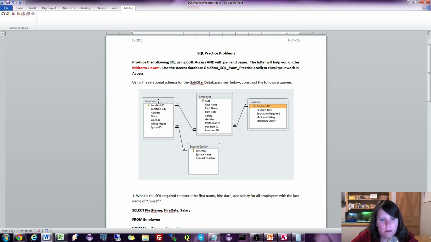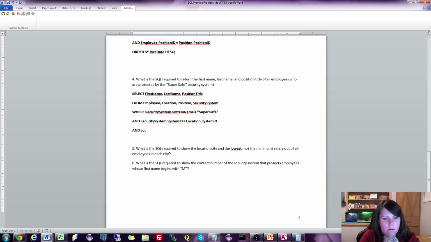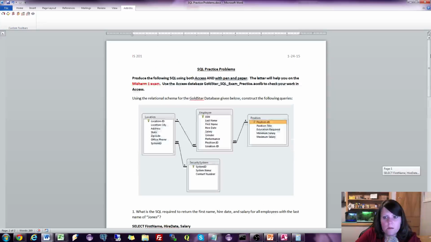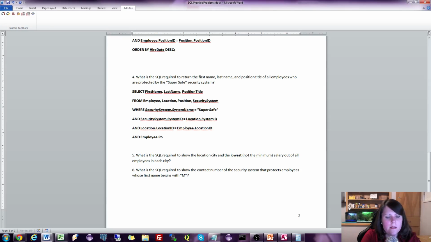Then I need location.location ID equals employee.location ID, so to move one other table. And finally, I need to get from the employee to the position table, so employee.position ID equals position.position ID. Okay, and that, ladies and gentlemen, should be everything that we need there.